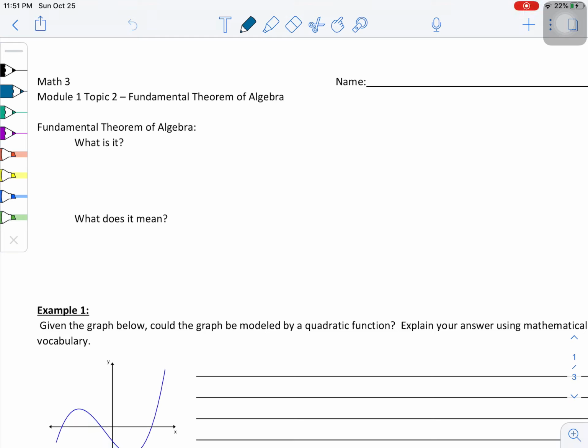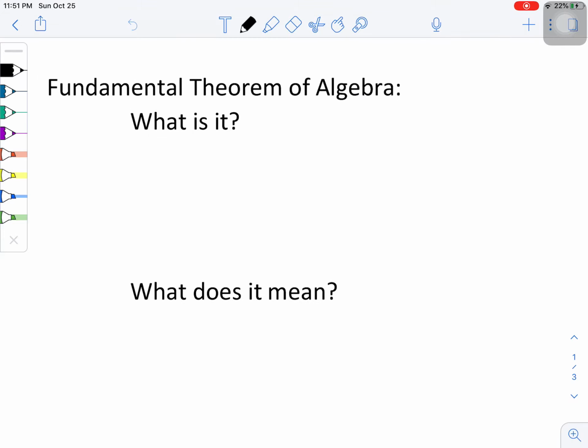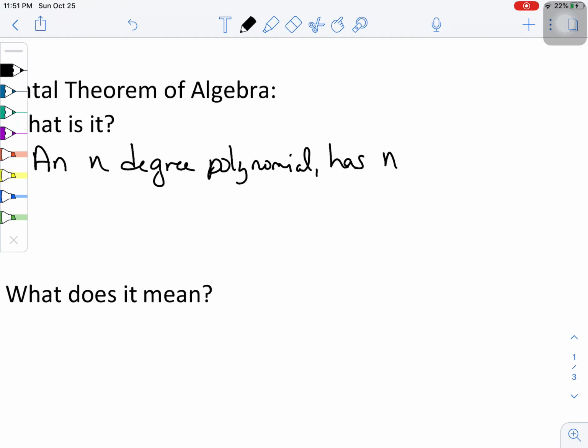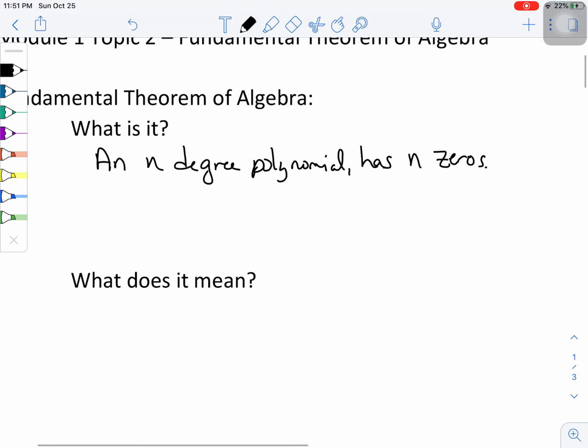In this video, we're going to talk about the fundamental theorem of algebra. So first thing we're going to answer is, what is the fundamental theorem of algebra? The fundamental theorem of algebra says an n-degree polynomial has n zeros. That's simply what it says.